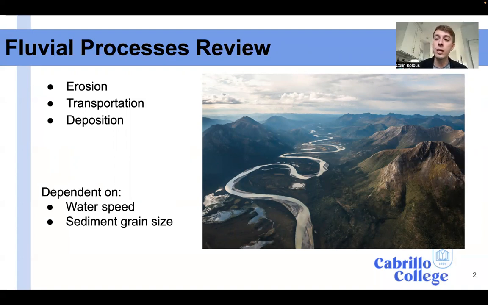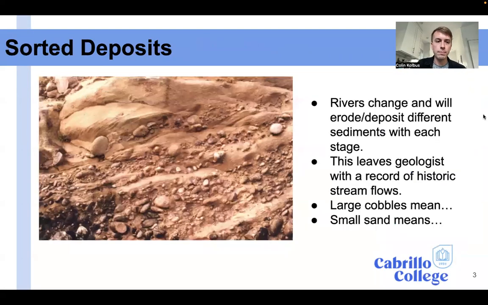If it's moving really quickly, you're going to erode a lot of sediment. If it's moving slowly, you're going to deposit more sediment. And if you're somewhere in between, you're going to transport it. And so this leads to sorted deposits in the geologic record. River changes will deposit or erode different sediments with each stage.